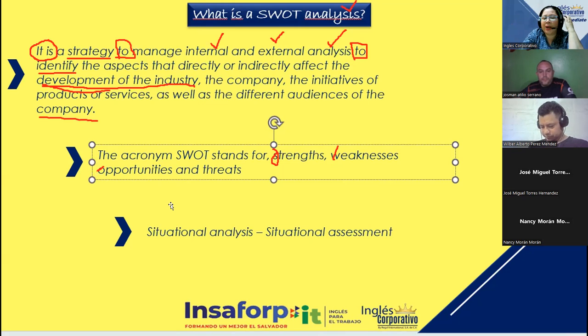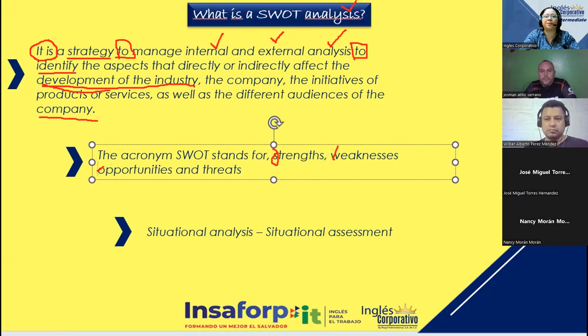So, veamos qué cosas son analizadas. Situational analysis or situational assessment, then we are going to see that is the industry, the company, the initiatives of products or services, depending what the field of the company or the expertise, right? And the different audiences. So we have public people, I mean, public here. We need to analyze people. What else do we analyze in audiences? A ver, ¿qué serían las audiencias? ¿Qué analizamos en las audiencias? ¿Qué gente hay en una compañía o se relaciona con una compañía?